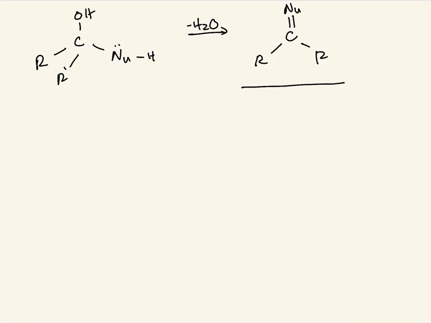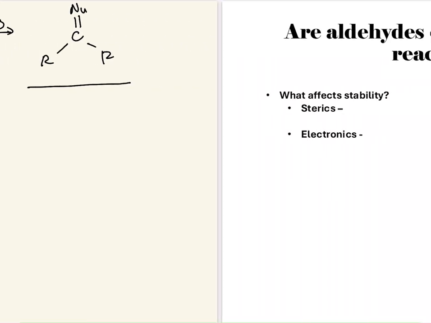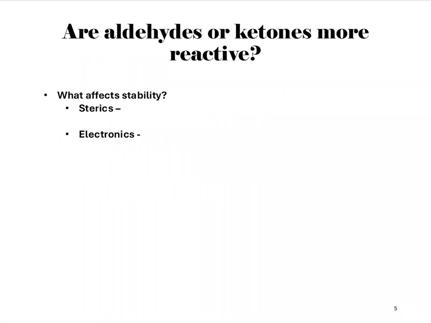The general mechanisms for this are not too complicated. It's really the same idea. You get a nucleophilic attack of the electrophilic carbonyl carbon here, and then you're basically moving electrons on and off the oxygens, and then forming bonds with the nucleophile itself. And so we can ask, are aldehydes or ketones going to be more reactive? And so what affects stability?